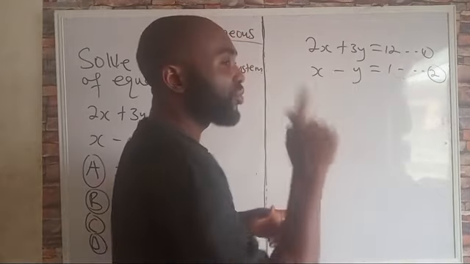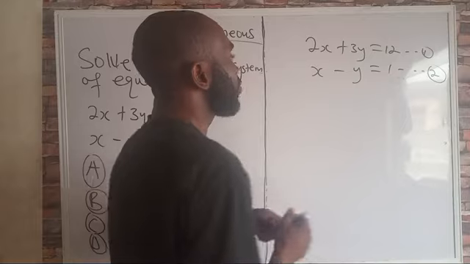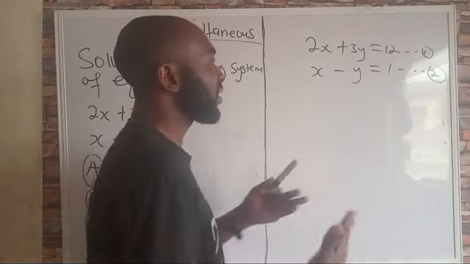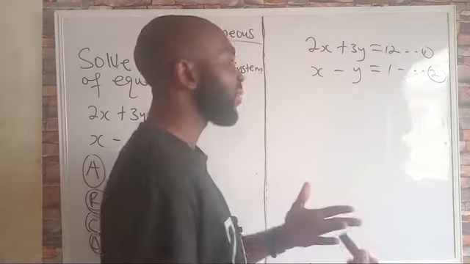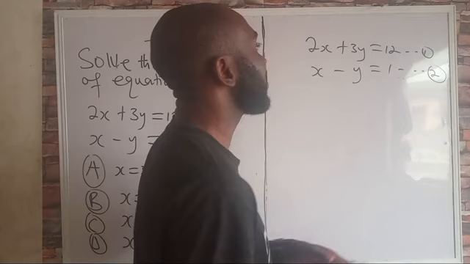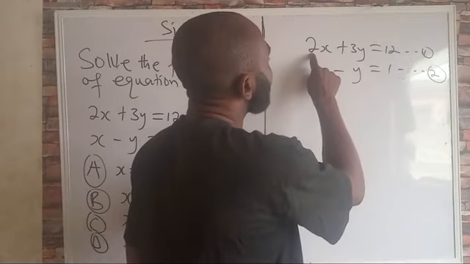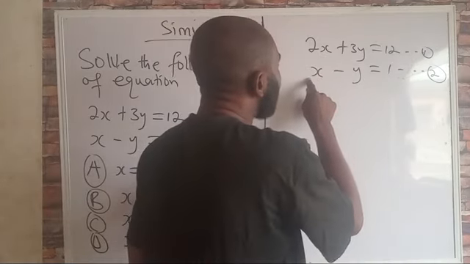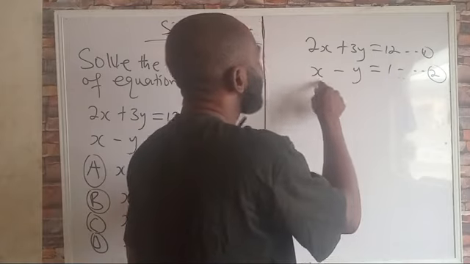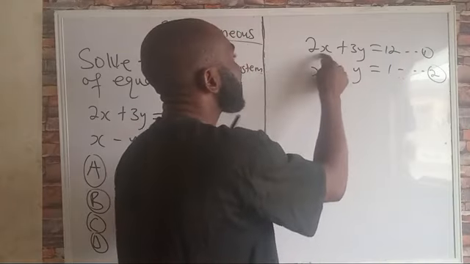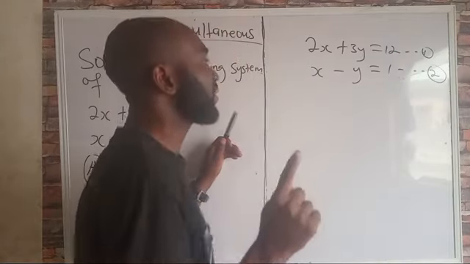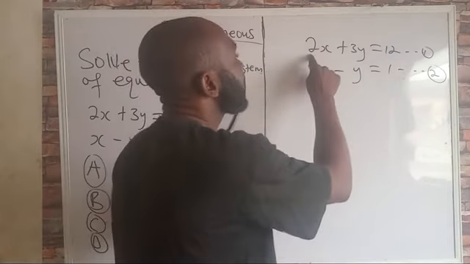In trying to kill one of the variables, you make their coefficients become the same. What is a coefficient? A coefficient is a number that is written together with an alphabet. Here 2 is the coefficient of x. Here 1 is the coefficient of x. So if you want to do away with x, you make sure that x has the same coefficients. So the highest coefficient here is 2.